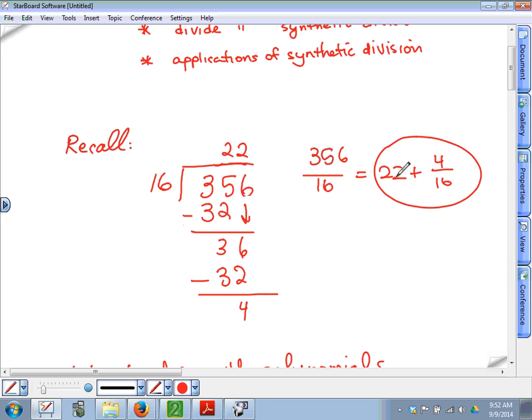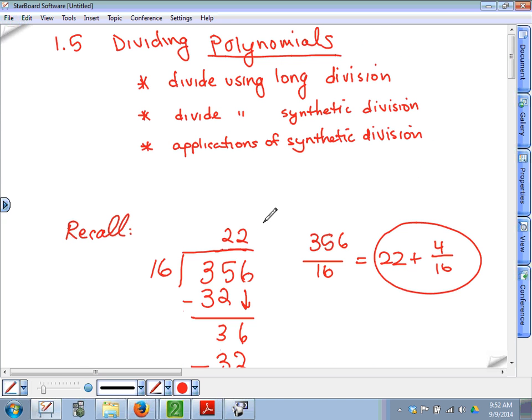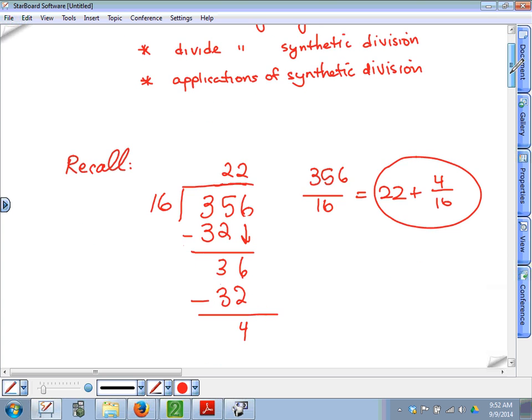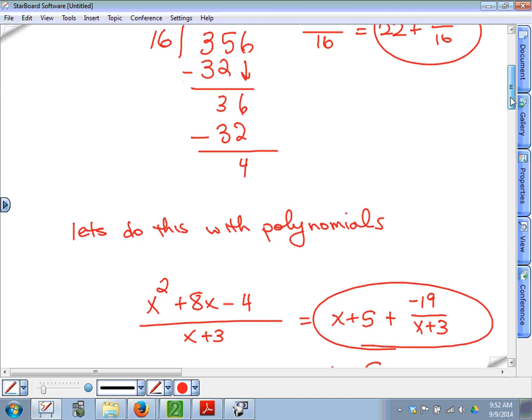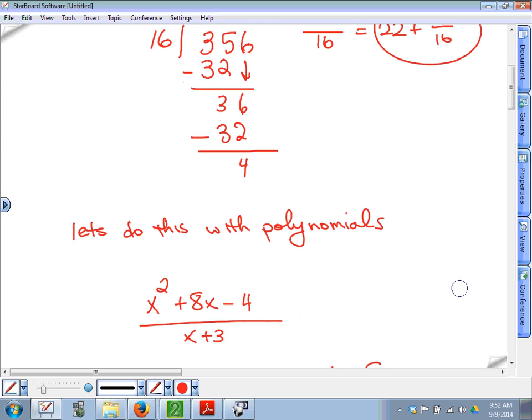So this transfers over directly to how we divide two polynomials using long division. It's going to seem strange, but it's the same exact algorithm as this. So let's take a look at polynomials. You ready? So here's the problem we're going to look at. X squared plus 8x minus 4 divided by x plus 3.